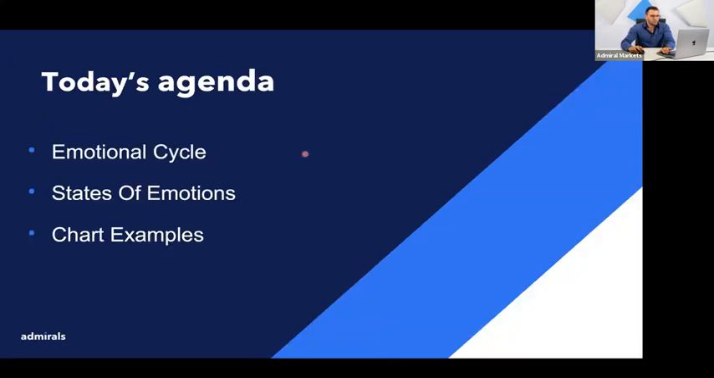So for today's agenda, we will talk about the emotional cycle. We will analyze the states of the emotions, and we will see some chart examples. After I go through the PowerPoint slides I prepared for you, I will move to MetaTrader 5. I will use a specific currency pair, the USD Japanese yen, because it reflects a lot of this type of analysis.